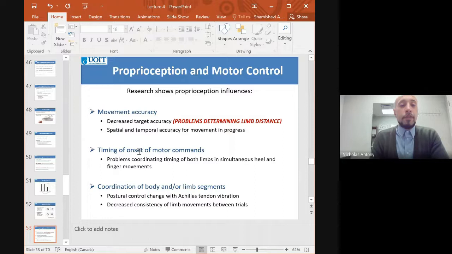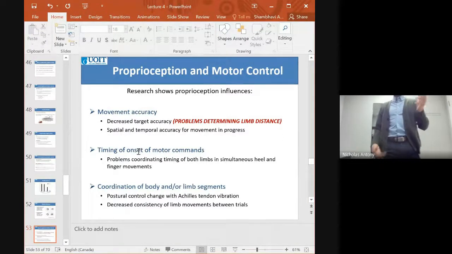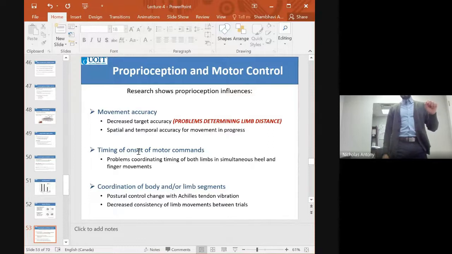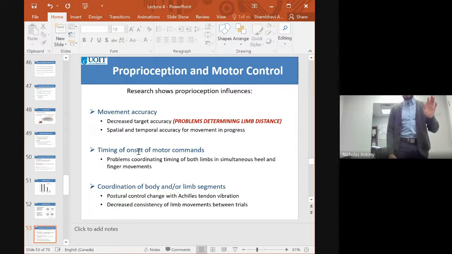Timing is so they had people with diabetic neuropathy and normal participants, and what they had to do was raise their arm and their leg at the same time based on a metronome. But because the motion of the leg is larger than the motion of the hand, the goal is to reach the max height at the same time. So if you are going to the beat of a metronome, normal participants instinctively start raising their leg first, so that way they both reach the max height at the same time.